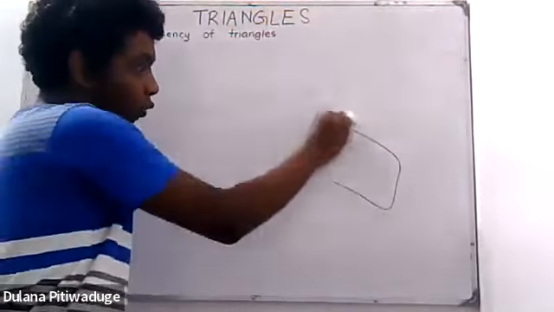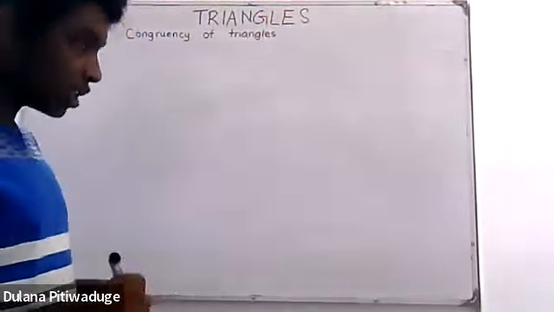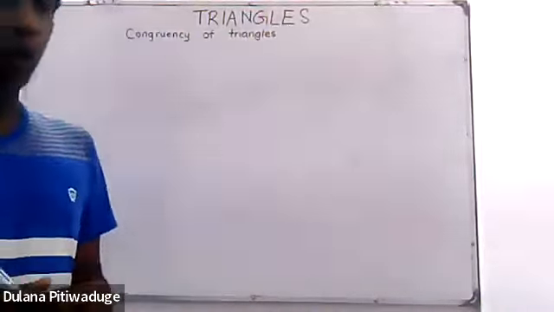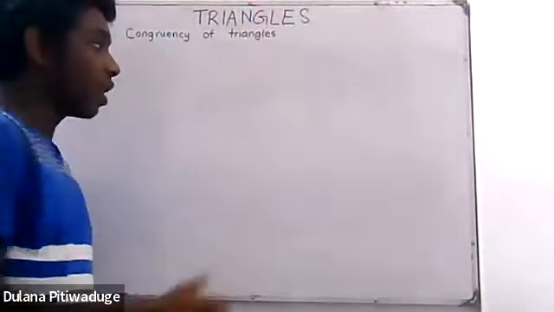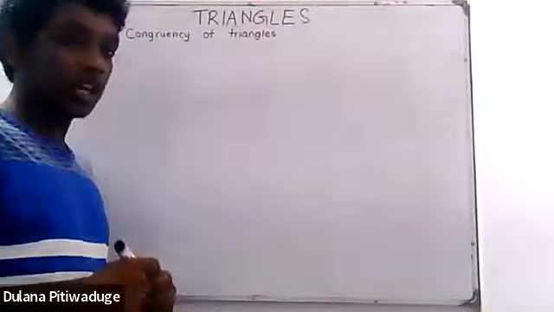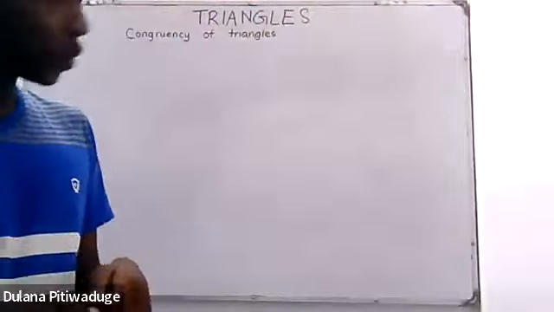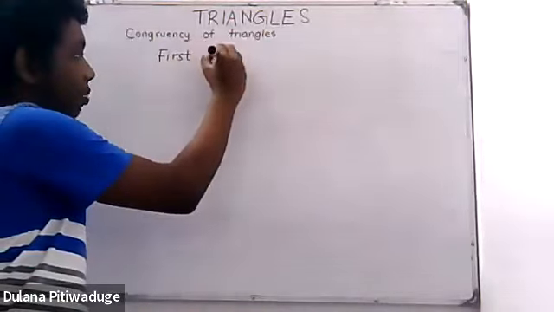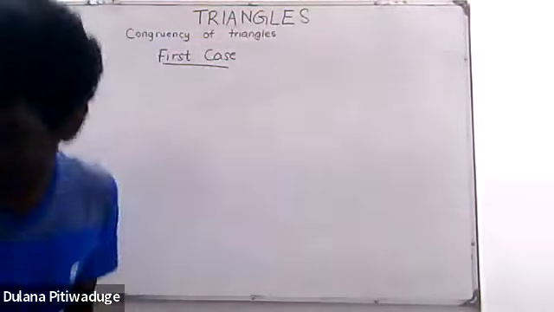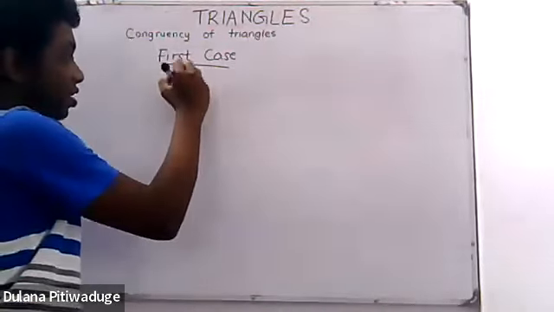Now, when we come to the topic of congruency of triangles, or when we consider congruent triangles, there are a few cases we should learn for triangles to be congruent. We can use 4 cases, and even if one of those cases is true, we can say that the two triangles are congruent. So let's take the first case. Case number 1.